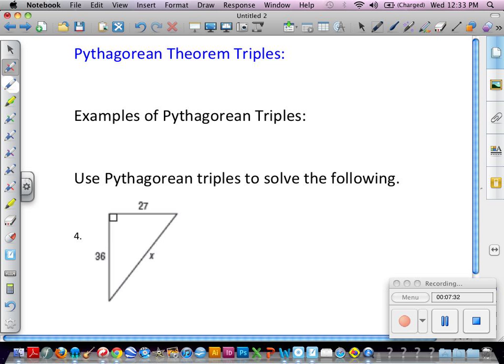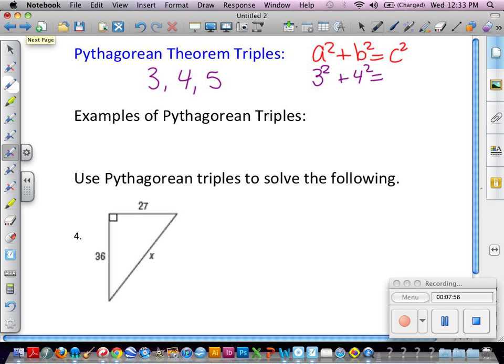Pythagorean theorem triples. Those are numbers that work in the Pythagorean theorem. Numbers that work in a squared plus b squared equals c squared. My favorite one is 3, 4, 5. That works, and it is a right triangle. 3 squared plus 4 squared equals 5 squared. 3 squared is 9. 4 squared is 16. That does equal 25.